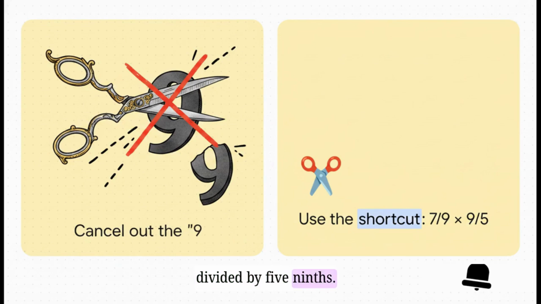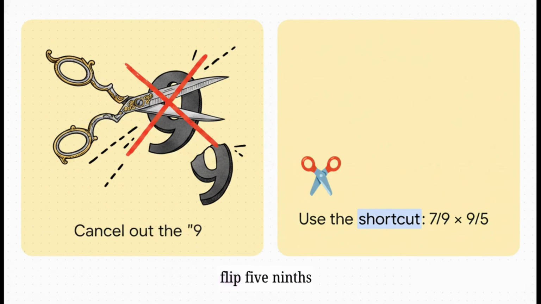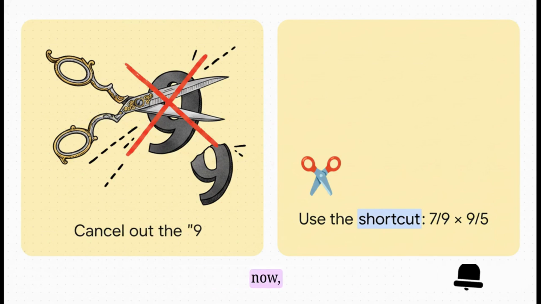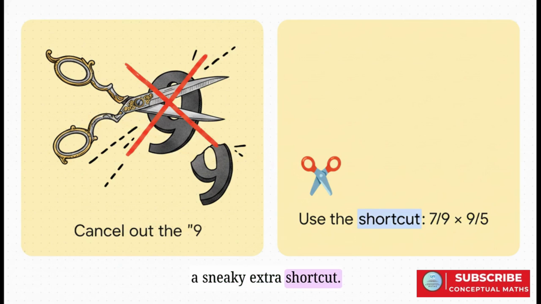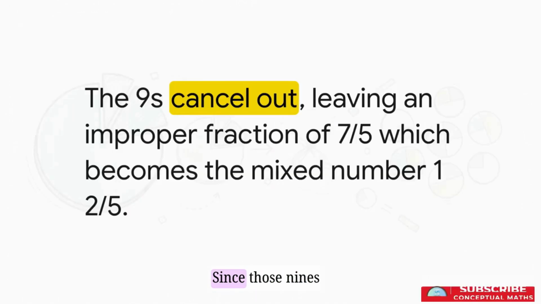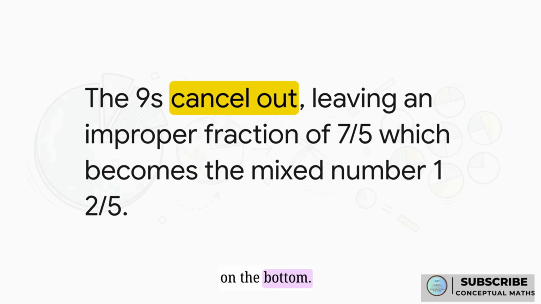7/9 divided by 5/9. Let's apply our rule: keep 7/9, change to multiplication, flip 5/9 to 9/5. And hey, because we are multiplying now, we can actually take a sneaky extra shortcut. Look at the numbers. That 9 on the bottom and the 9 on the top perfectly cancel each other out. Since those 9s canceled out, we're just left with a 7 on top and a 5 on the bottom.